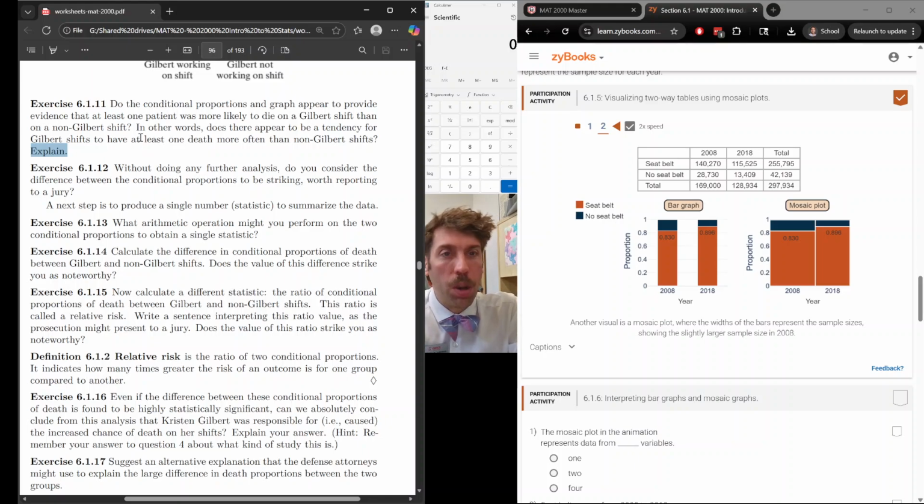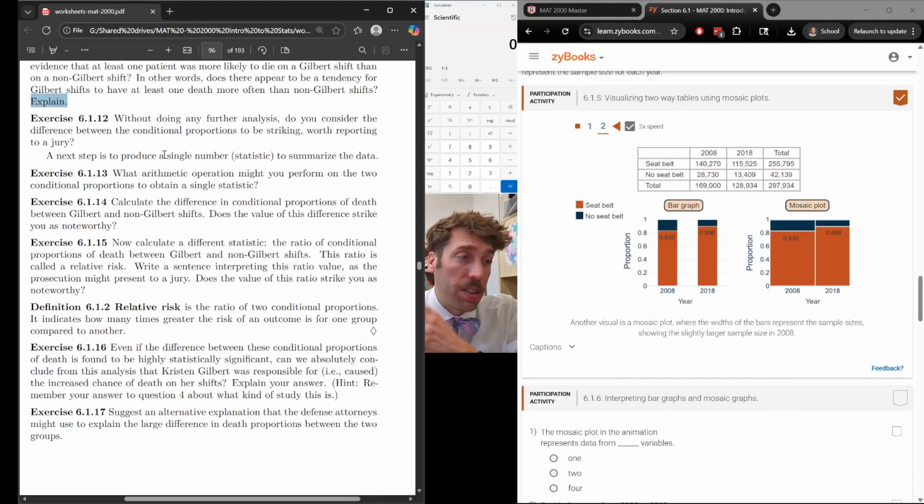Okay, so number 12, without doing any further analysis, so we're not doing any more math, just looking at the bar graph or the mosaic plot: do you consider the difference between the conditional proportions to be striking, worth reporting to a jury? That's an intuitive question, so I tried not to grade intuitive questions too harshly. Just give us your thinking there.